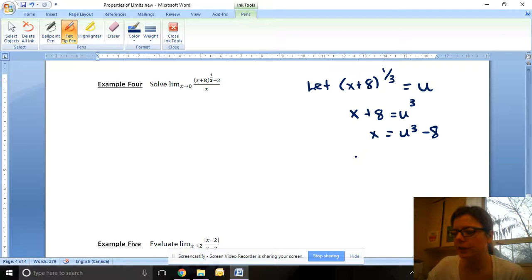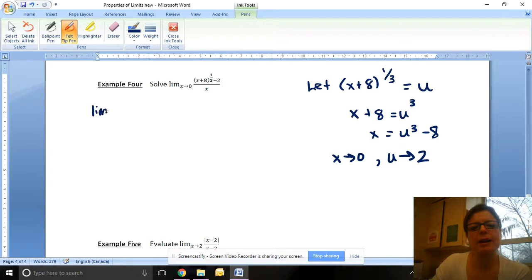Now we have to think about our limit statement. As x approaches 0, which is what we have here, what does u approach? Look here. As x approaches 0, we would have 8 to the 1/3, and 8 to the power 1/3 is 2. So u approaches 2. Now we're going to replace this entire statement with u's. So we have the limit as u approaches 2, not 0, of u, so this whole thing we're just writing u instead, minus 2. And instead of x, we're writing u to the power of 3 minus 8.